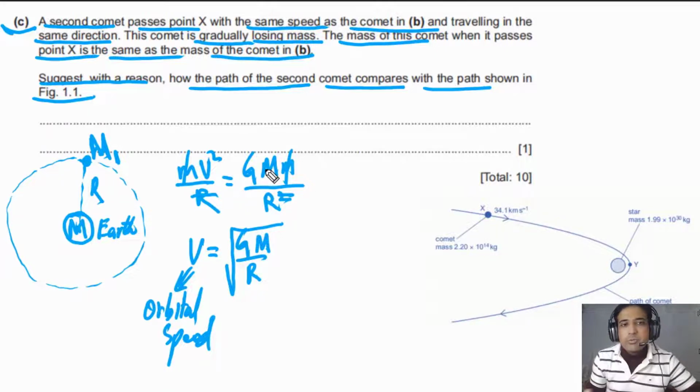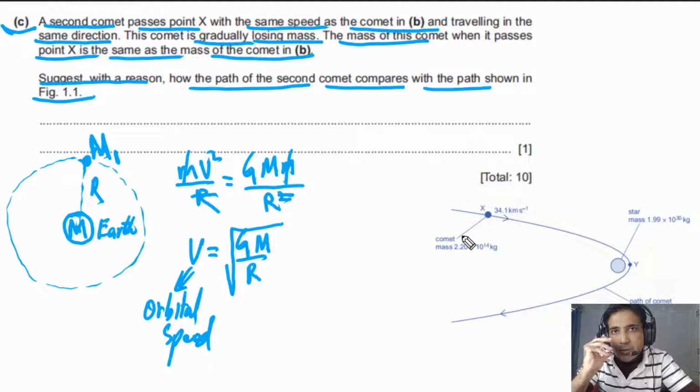So the first thing you need to understand in this case is that orbital speed does not depend on the mass of the orbiting object. It only depends on the mass of this heavier object, and it depends on orbital distance, or simply orbital radius. It is depending on these two. Let's try to answer this question using the concept of energy.